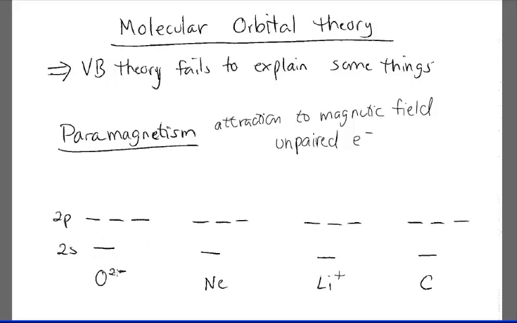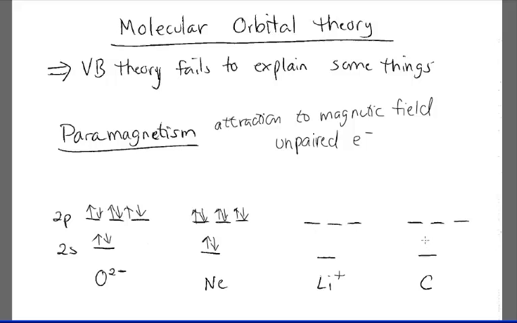O2 minus has 6 electrons plus 2 more, so in the n equals 2 level, it completely fills the n equals 2 level. And it has actually the same electron configuration as neon. So if we look at those two, every electron is paired with another electron, so they are not paramagnetic. Look at lithium plus: when it was neutral, it had 1 electron in the 2s, but when it was the ion, it lost that, so it has no unpaired electrons as well.